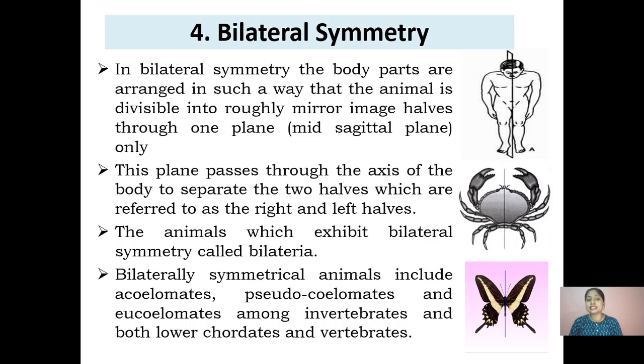Bilaterally symmetrical animals include acoelomates, pseudocoelomates, eucoelomates among invertebrates and both lower chordates as well as vertebrates and higher animals.